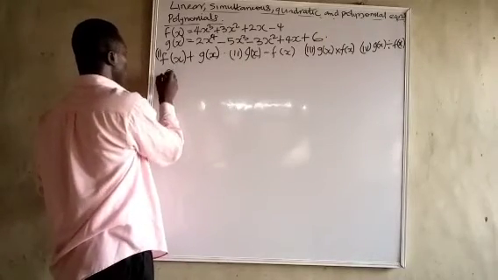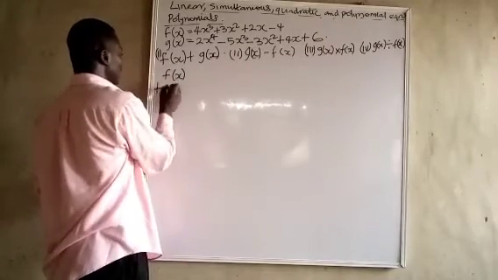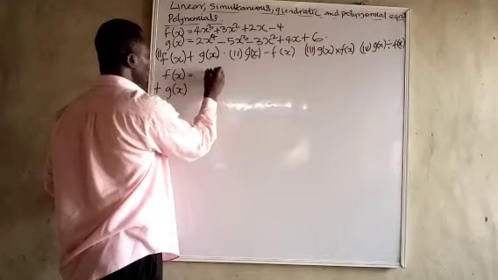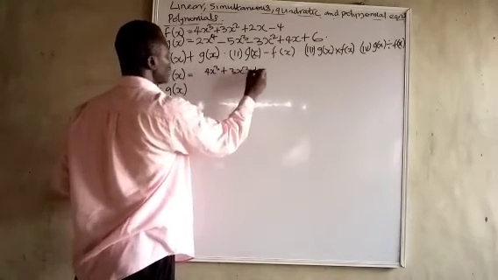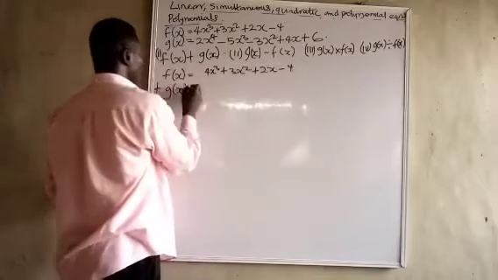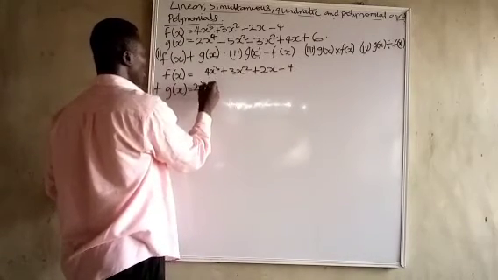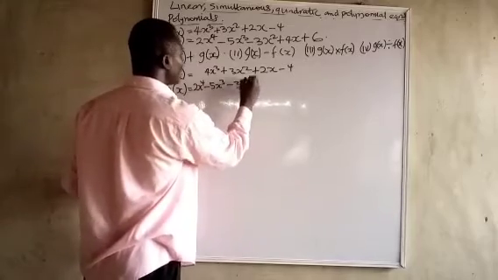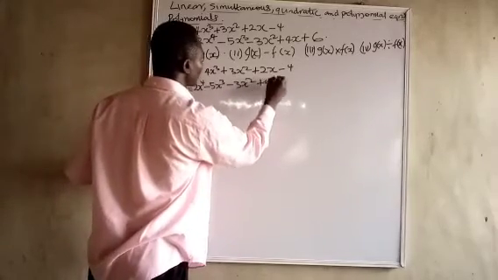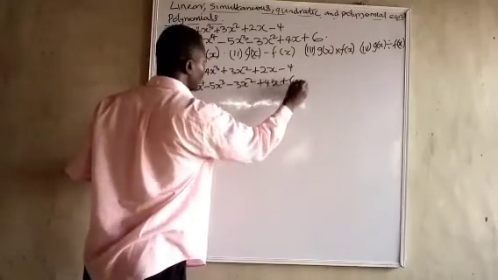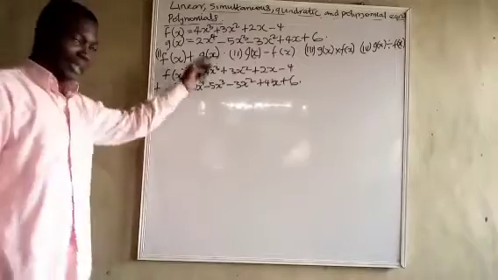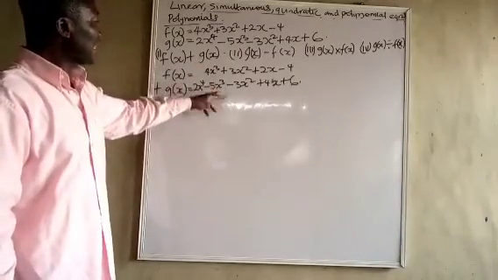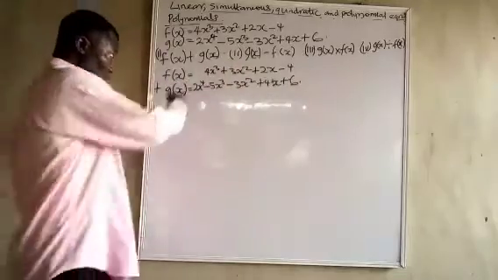Now, let's look at it. For me, I like to do it like this. 4x cubed plus 3x squared plus 2x minus 4. And this one is 2x raised to the power 4 minus 5x cubed minus 3x squared plus 4x plus 6. So you can see, I deliberately arranged it like this so that the terms with equal powers will be upon each other.